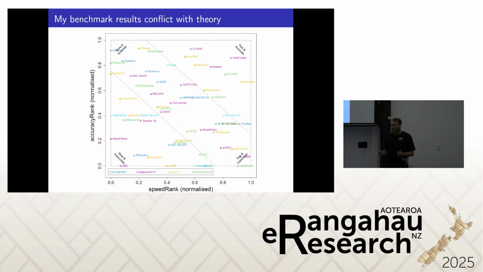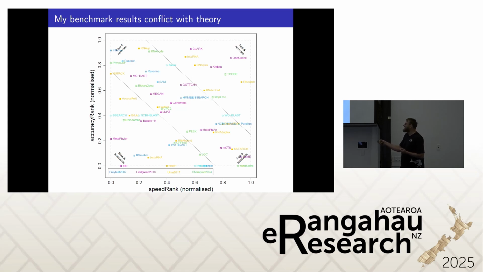Now, most of the bioinformatic textbooks will tell you if you want an accurate, mathematically complete solution to a problem, you've got to burn a lot of compute to do that. Okay, so accurate tools are slow. If you want speed, you're going to have to sacrifice accuracy to get a fast tool. Right? So theory should state that most bioinformatic tools should lie in this band here somewhere. Right?